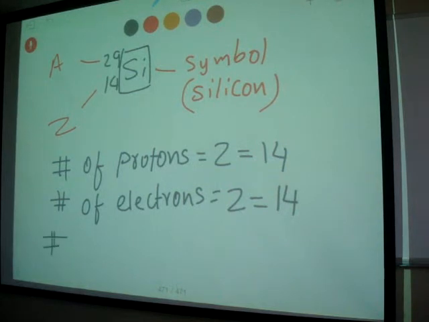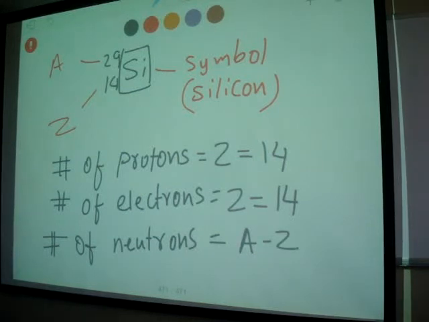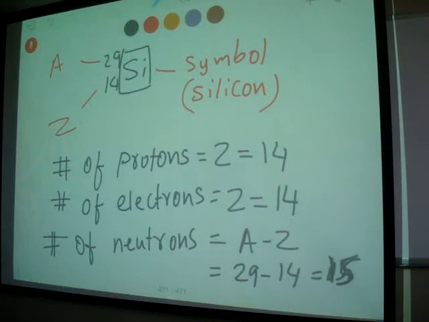Now we need to find out the number of neutrons. What we do? A minus Z. Now A number is given, 29, and Z number is 14. When you subtract, you get 15 neutrons in that silicon element. So you can calculate using A numbers and Z numbers, having the numbers of protons, electrons and neutrons.